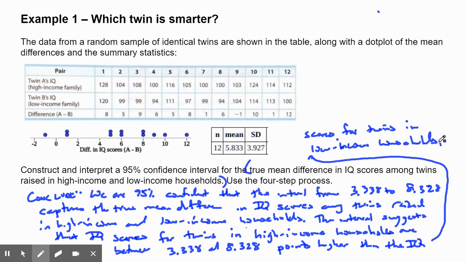Okay, so conclusion, we are 95% confident that the interval from 3.338 to 8.328 captures the true mean difference in IQ scores among twins raised in high income and low income households. The interval suggests that IQ scores for twins in high income households are between 3.338 and 8.328 points higher than the IQ scores for twins in low income households.